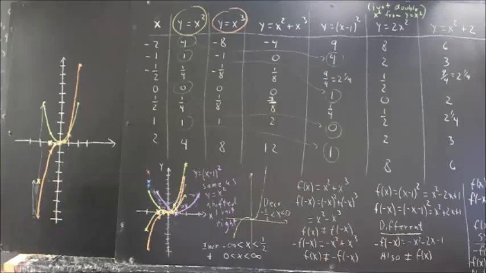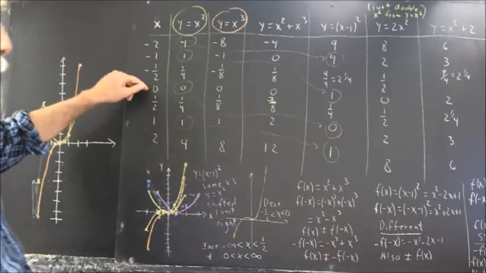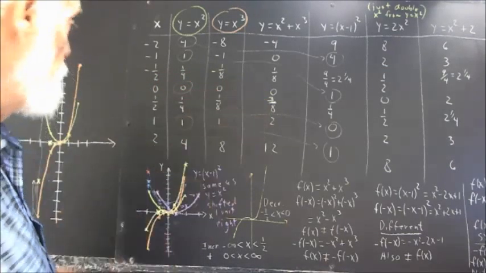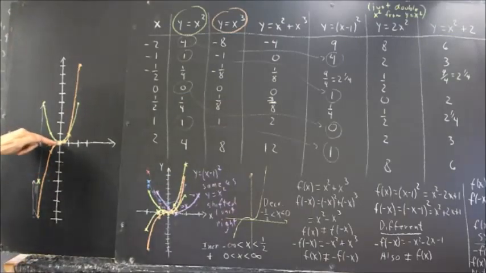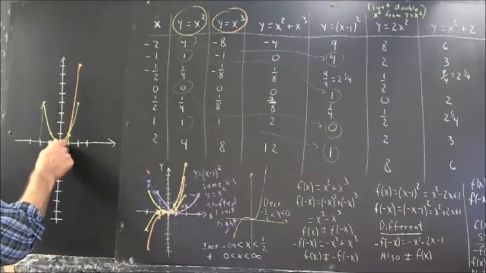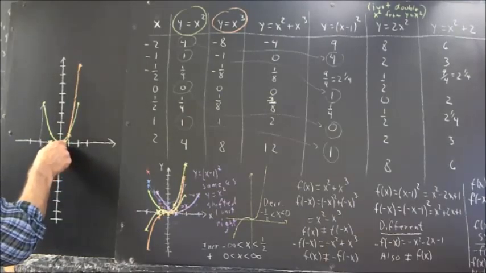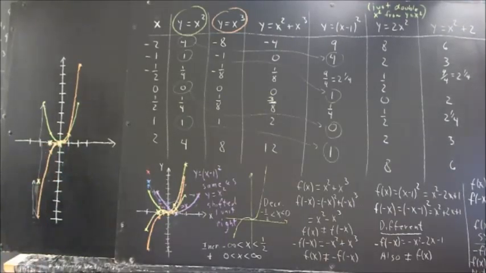Then let's skip the -1/2 just for a minute. We go to the 0, 0 point. Obviously, both x and y are 0 here. So when we add them, we're still going to get 0. So we're going to have a point on the yellow graph at 0, 0.